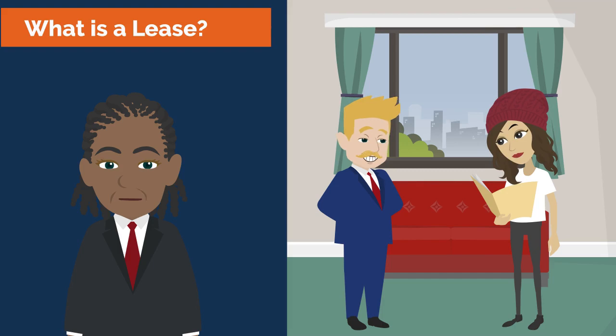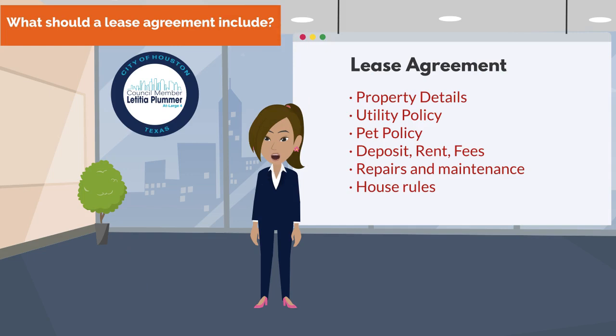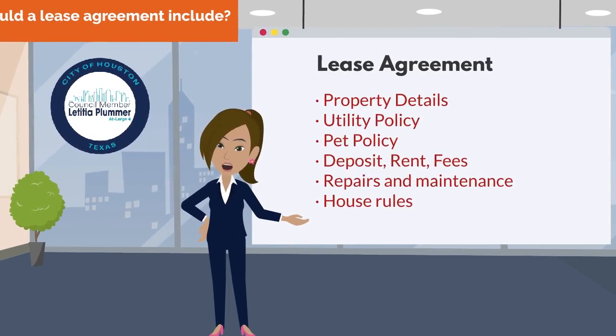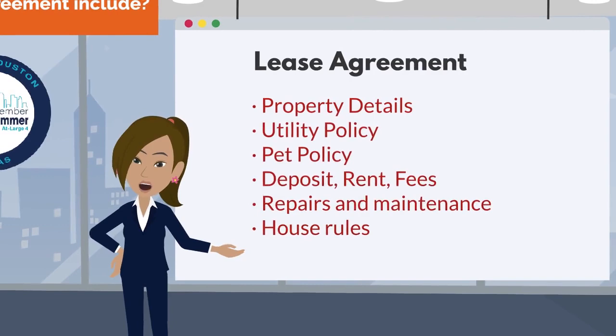enforceable document once signed. A lease agreement will usually cover and define property details, utility policy, pet policy, deposit, rent, fees, repairs and maintenance, house rules. Let's look at each one in more detail.